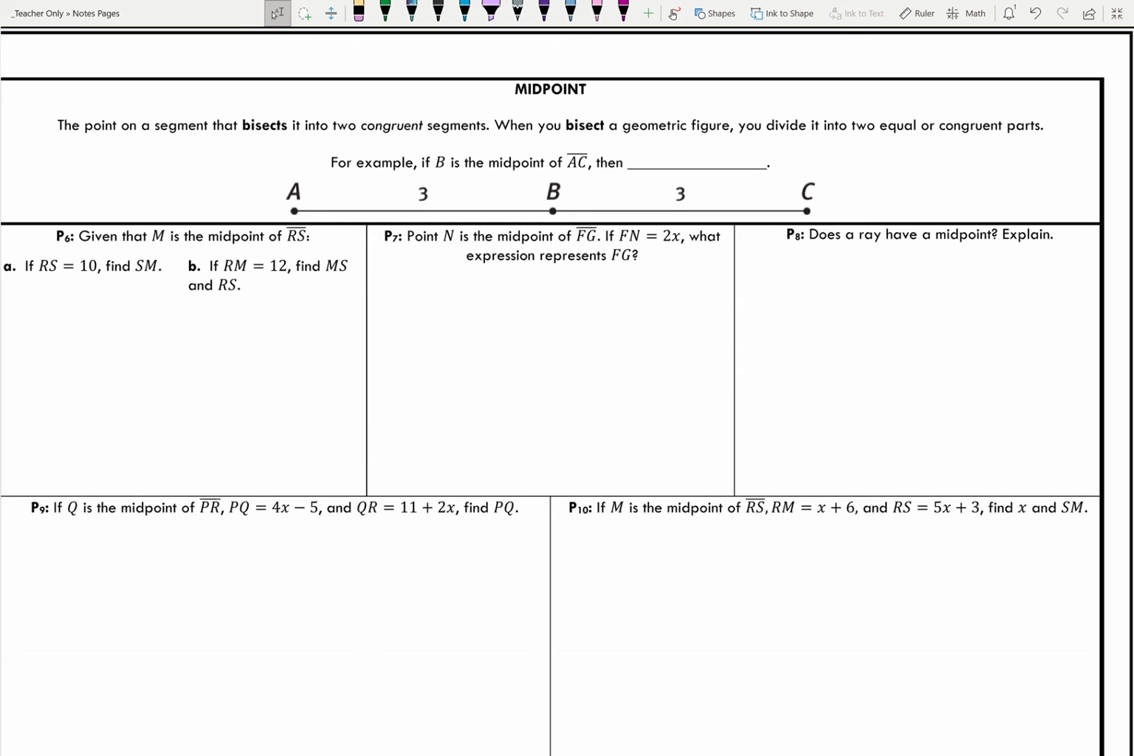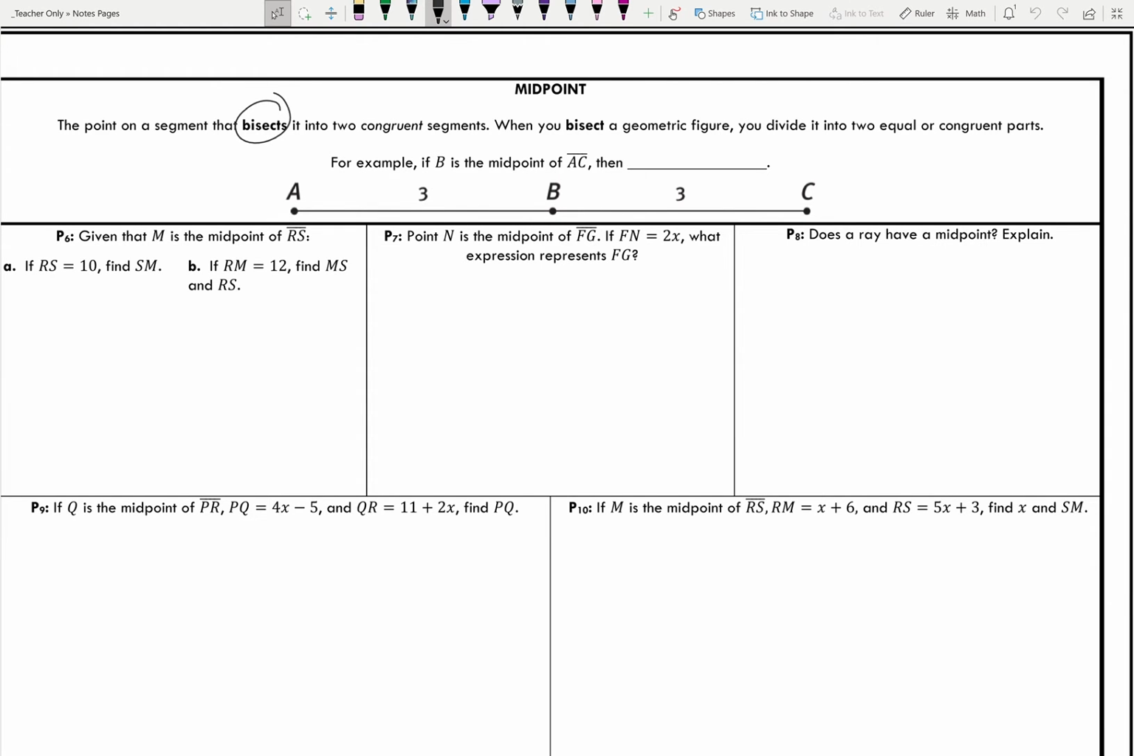Alright, now we're going to go over the midpoint of a segment. The midpoint of a segment is the point on a segment that bisects it into two congruent segments. So the midpoint is the point on a segment that bisects it into two congruent segments.